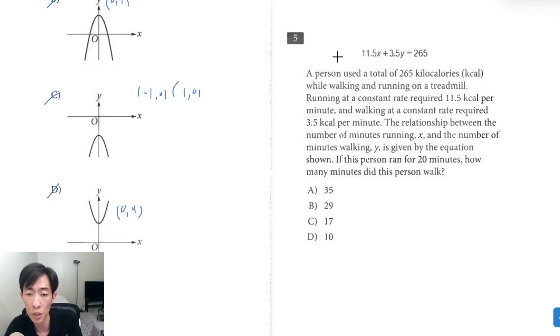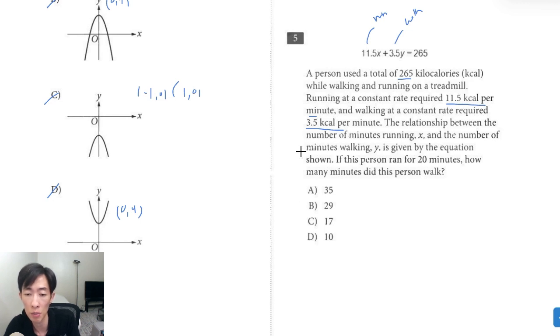Question 5, we've got an equation with 2 unknowns. A person used a total of 265 kilocalories while walking and running on a treadmill. Running at a constant rate required 11.5 kcals per minute. So that's obviously running up here. And walking at a constant rate required 3.5 kcals per minute. So this is walking, just so we don't get mixed up.